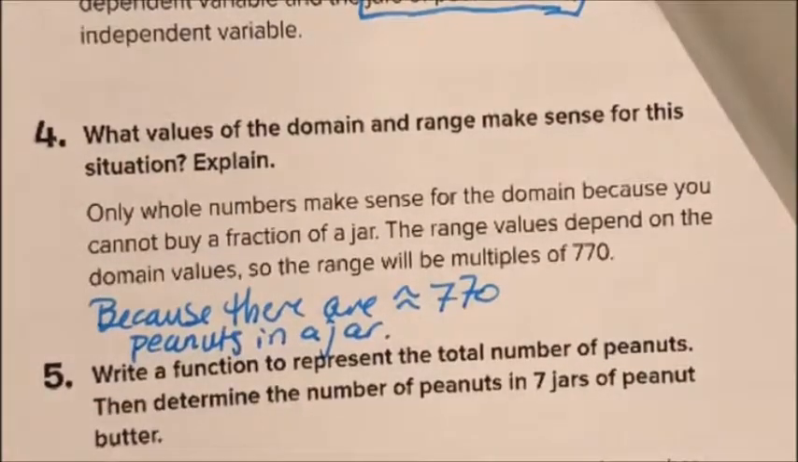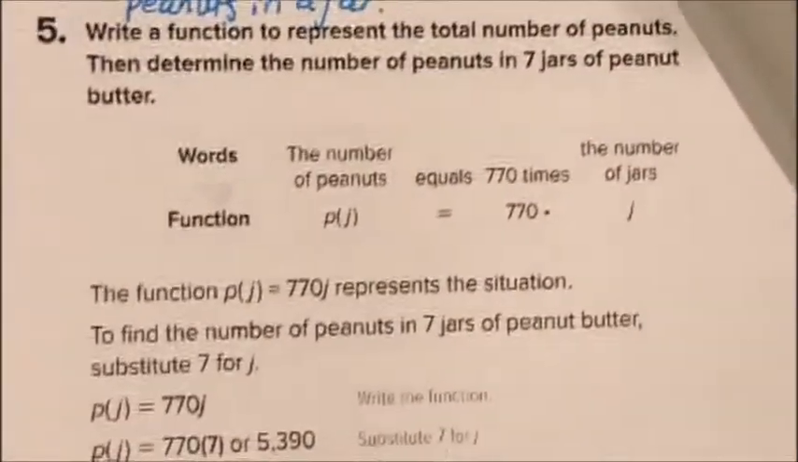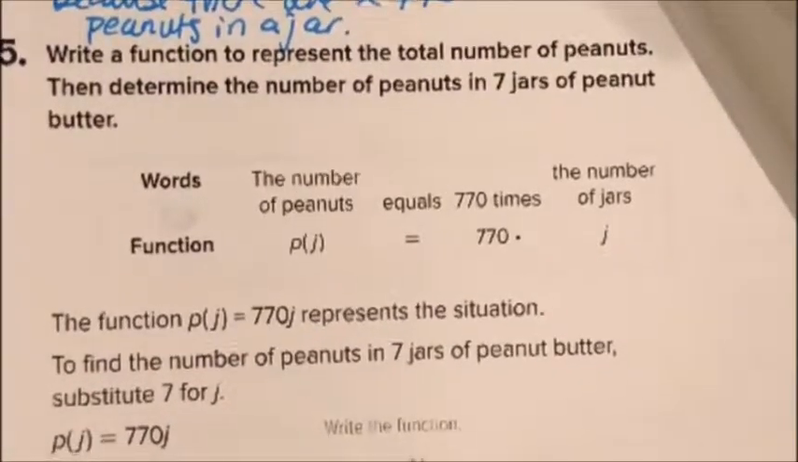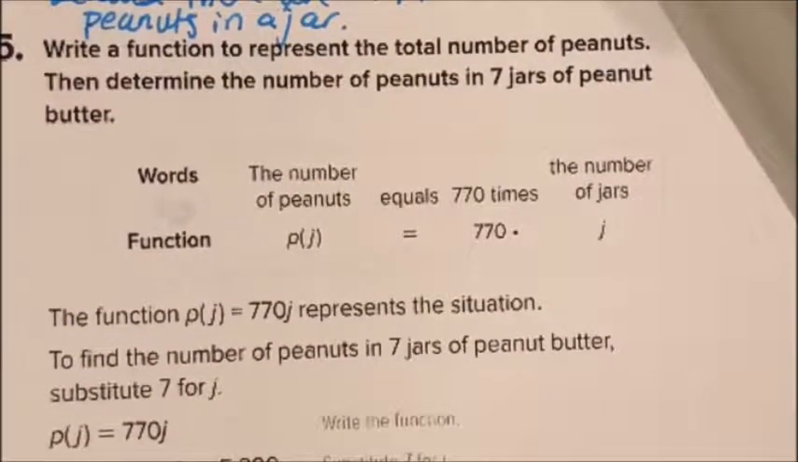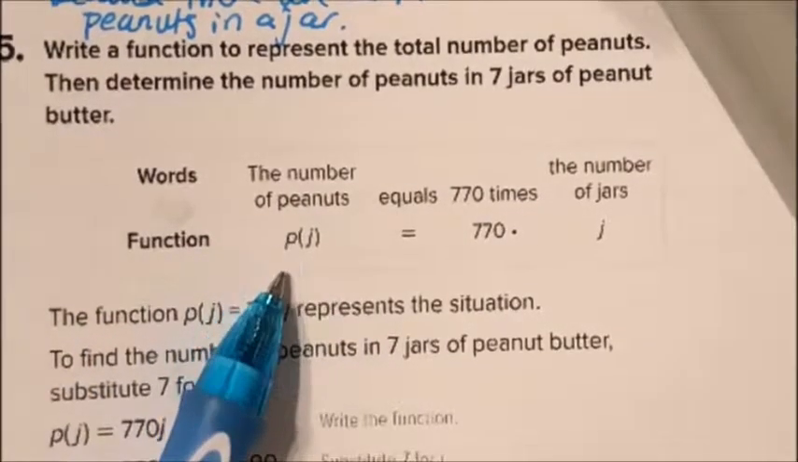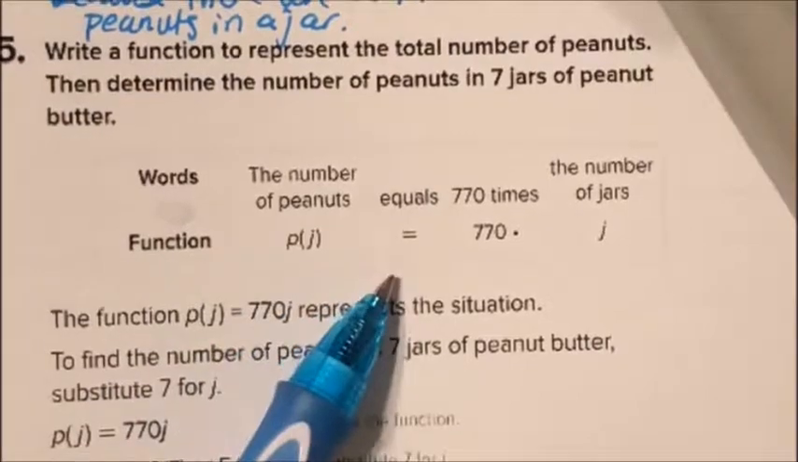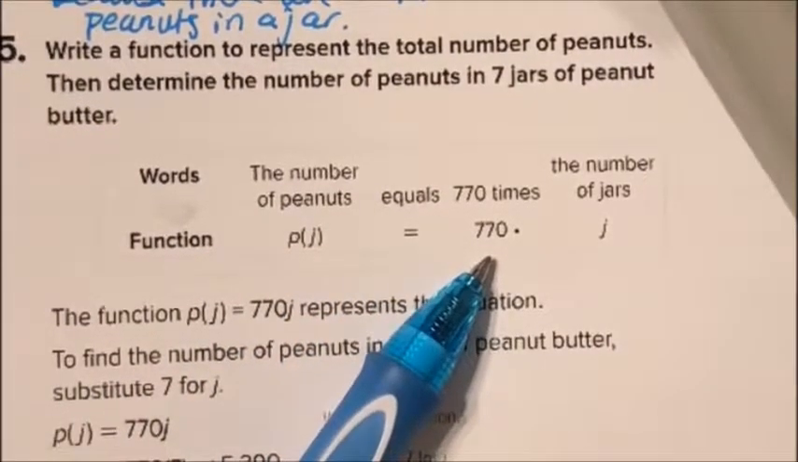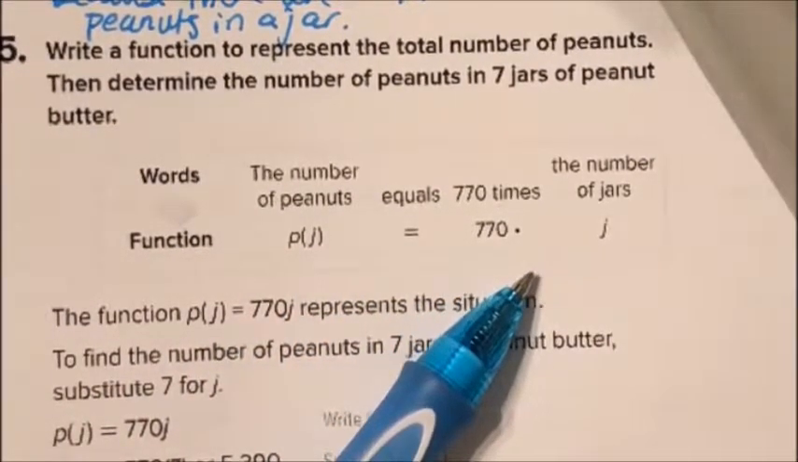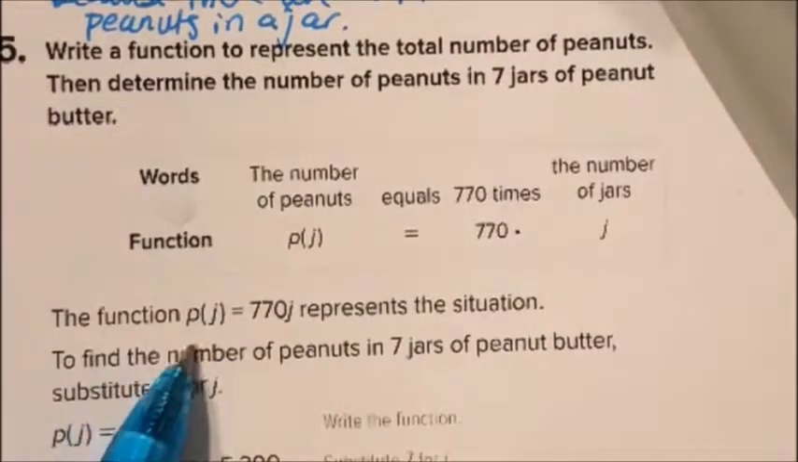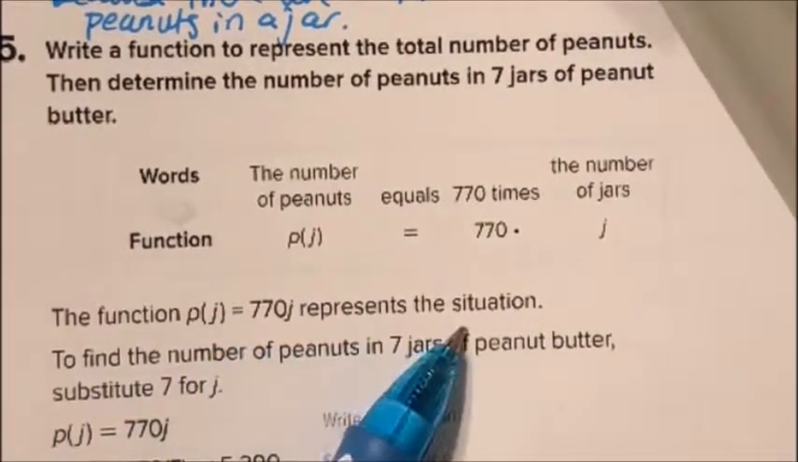Okay, so that's information we got from the original problem. Number 5 says, write a function to represent the total number of peanuts, then determine the number of peanuts in 7 jars of peanut butter. So the number of peanuts, P of J, equals 770 times the amount of jars, right? So the function, P of J equals 770J, represents the situation.